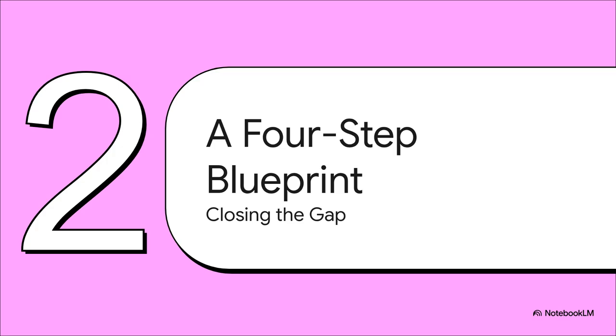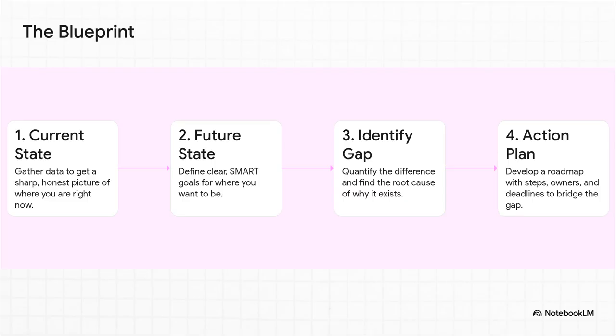And the best part? The process isn't some crazy, complicated thing. Let's just break it down into a simple 4-step blueprint that you can use for almost any problem you're facing. Okay, so first up, you have to get brutally honest about your current state, using real data, not just what you assume is happening. Second, you define a crystal clear future state using SMART goals. Specific, measurable, achievable, relevant, and time-bound. This makes sure your target isn't just a daydream.